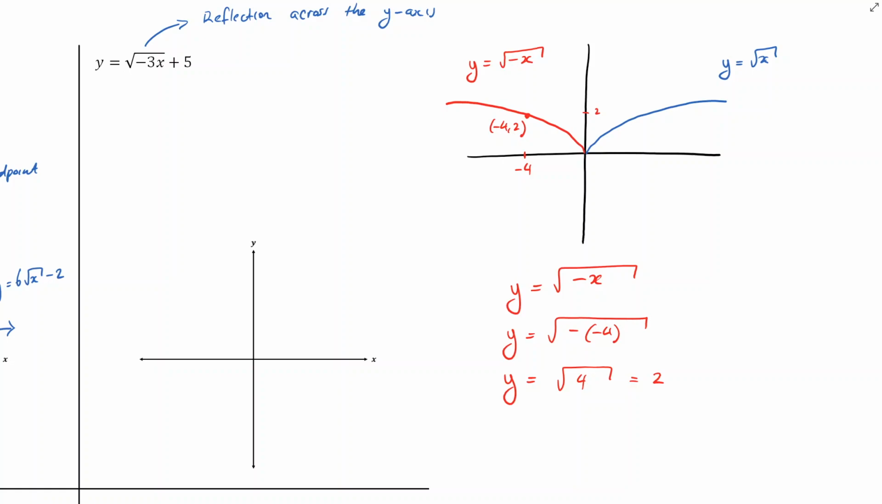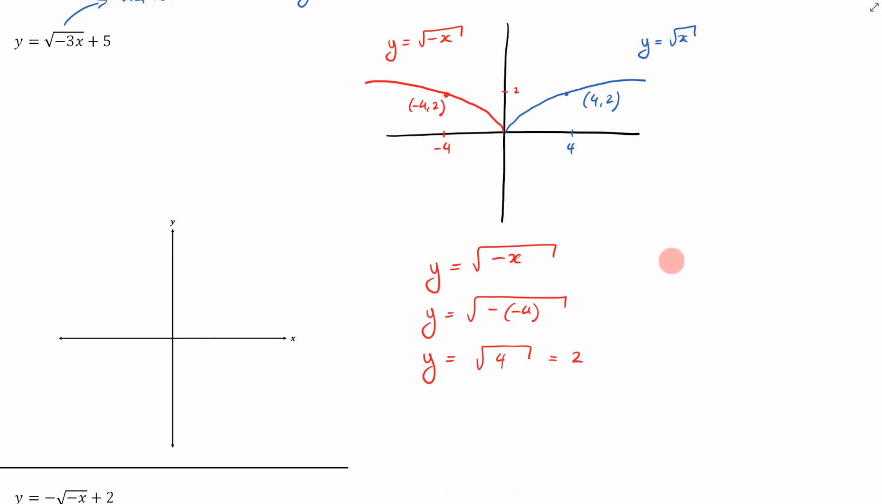Just as if I was to sub 4 into this graph, I would also get 2 out. 4, 2. Also, let's appreciate for this red graph over here, if I was to put in a positive number, what would happen? Well, if I was to put in, let's just put in 4, so not -4, then that's going to leave me with y is the square root of -4. That doesn't work. You can't square root a negative. Try put it into your calculator, it will just say error.